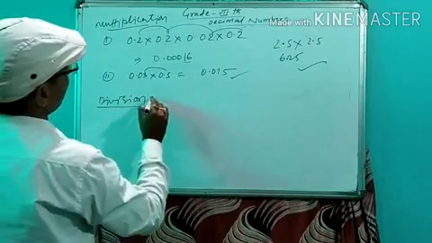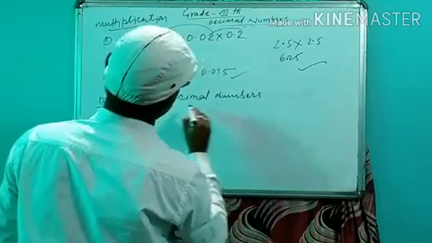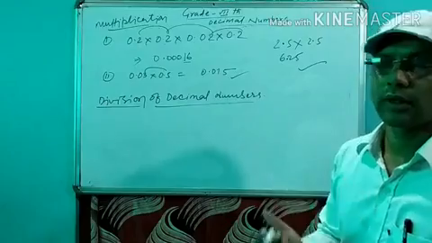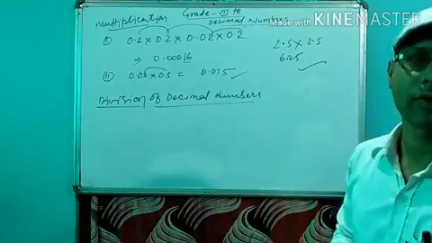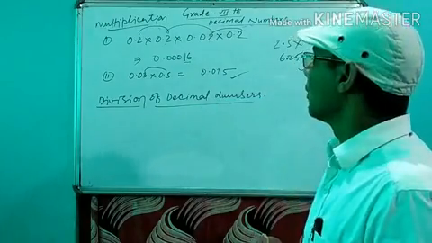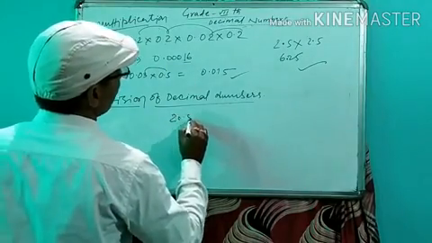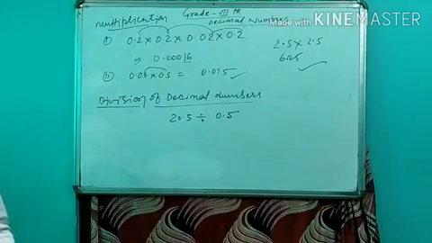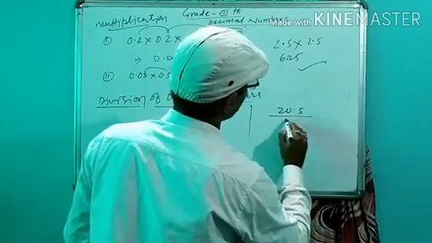Division of decimal numbers. You will think how easy these things are. My dear, this is the starting lesson of your chapter. It lies in exercise 2.5, and if you have the book, you can see the division of decimal numbers. Suppose here is 20.5 divided by 0.5. I am going to give a simple example. You will write 20.5 by 0.5.